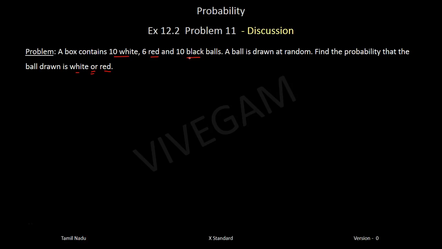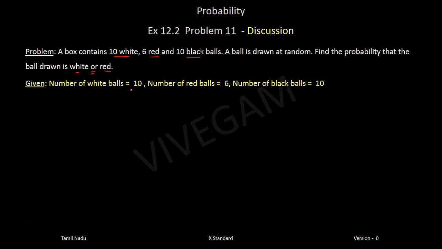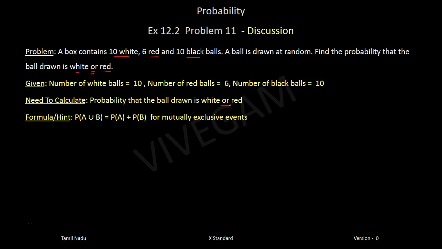We'll work it out. So what is given? Number of white balls is 10, number of red balls is 6, and number of black balls is 10. Total number of balls is 26. We need the probability that the ball drawn is white or red. The formula is probability of A union B equals probability of A plus probability of B. Here A is the event of drawing a white ball, B is the event of drawing a red ball.